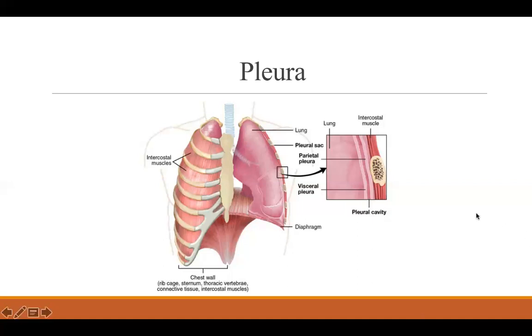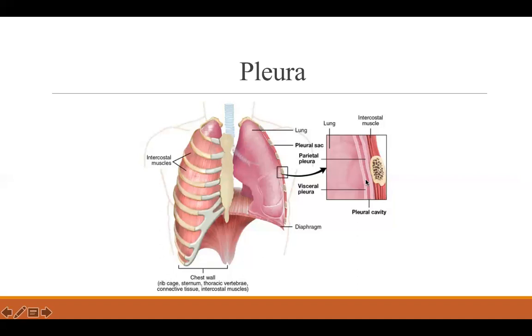This fluid is a lubricant that helps separate the two layers, especially when they come close to one another. So the slippery texture the fluid provides helps the inner visceral pleura to separate easily from the parietal pleura. Pleurisy is when there is inflammation of the pleura that could lead to a buildup of fluid in this space, and that would restrict the expansion of the lungs and therefore respiratory issues. In any case, that is pleura.